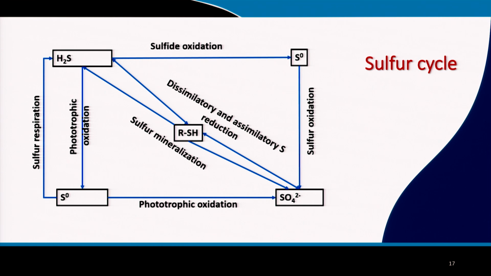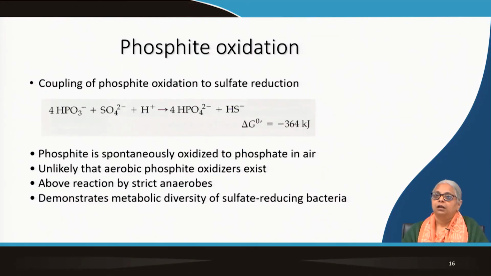I've also mentioned in previous topics that certain cells can create storage granules of the nutrient that is essential for energy generation. So for sulfur bacteria, they have storage granules either inside the cell or outside the cell. I also mentioned that phosphite oxidation is something that is coupled to sulfate reduction. So this is the same example.